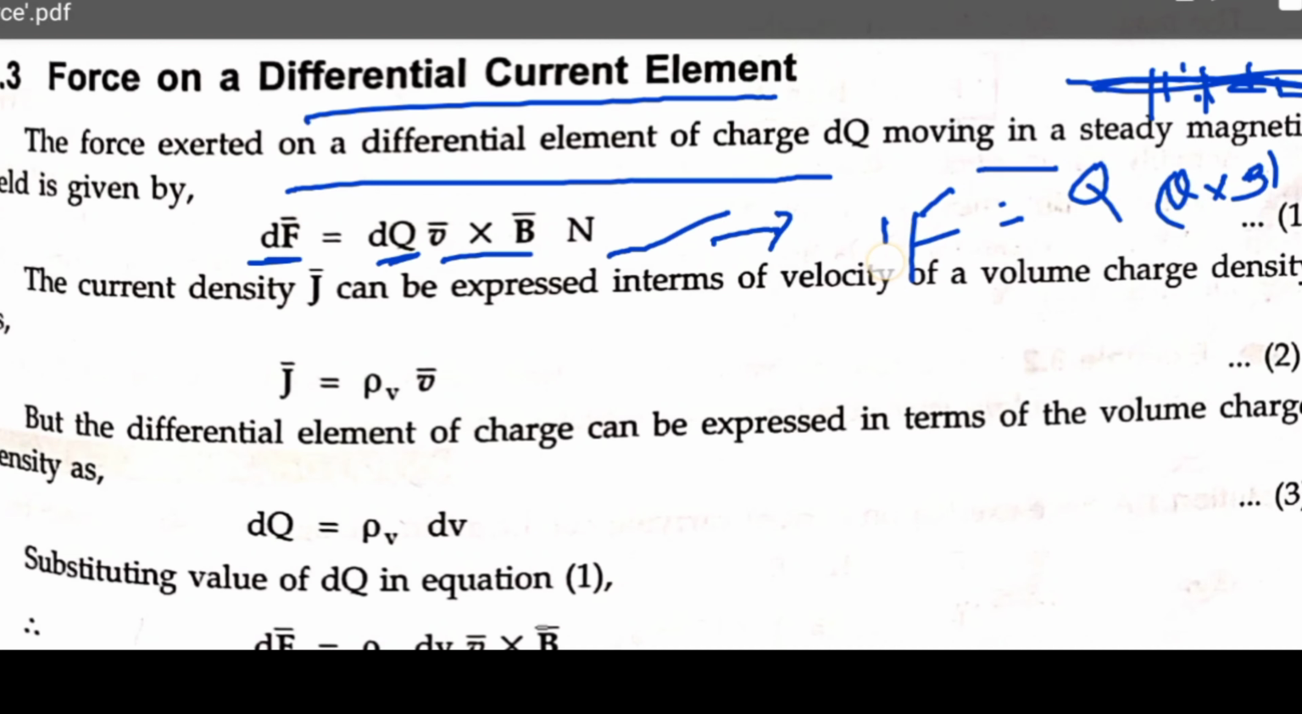F equal to Q into V cross B. What does the differential force become? dF equal to dq into v cross B newtons. Hence we have written it like this.